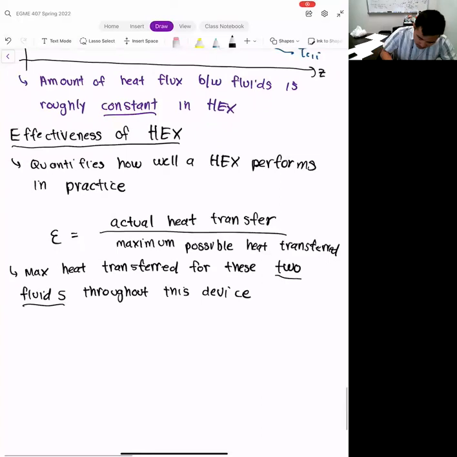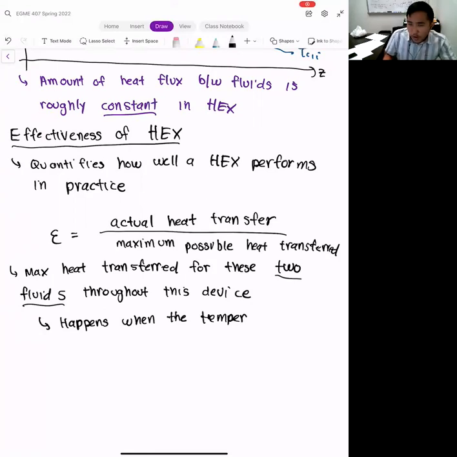Conceptually, if you have two fluids at different temperatures, they can achieve the max amount of heat transfer when the two fluids can reach each other's temperatures. Or maybe I'll put this in a different way. The max amount of heat transfer occurs when you have a maximum amount of temperature difference between the inlet and outlet of a fluid.